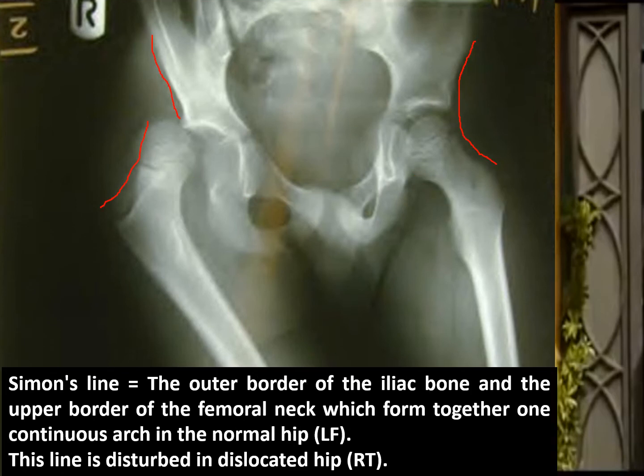Simon's line. Simon's line is formed from the outer border of the iliac bone and the upper border of the neck. The upper border of the neck, together with the outer border of the iliac bone, forms one continuous uninterrupted arch. But in dislocation, the line drawn along the outer border of the iliac bone and the line drawn along the upper border of the neck are not continuous, not in contact with each other. This means interruption or disturbance of Simon's line, and that is a radiological sign of posterior dislocation of the hip.